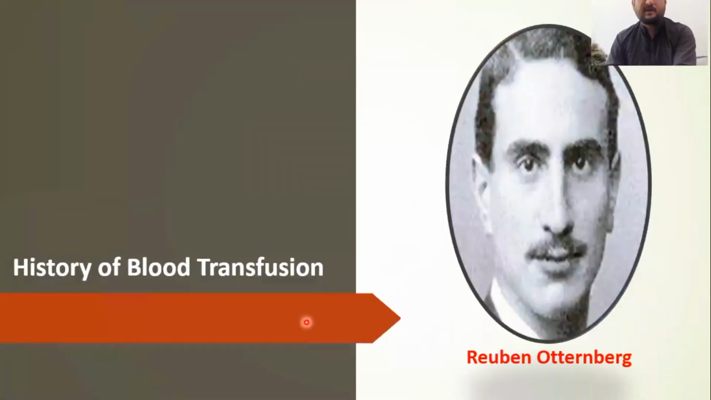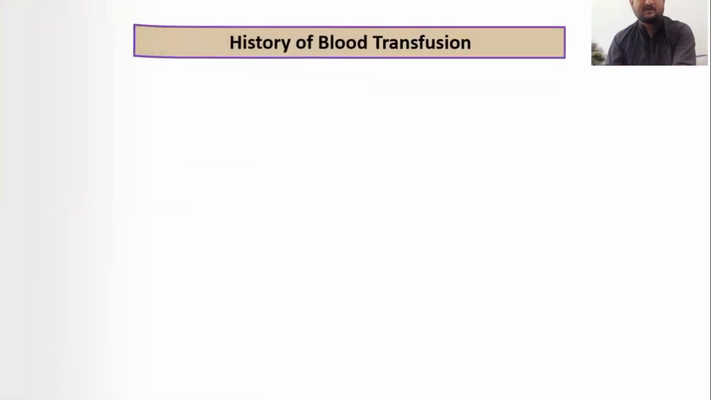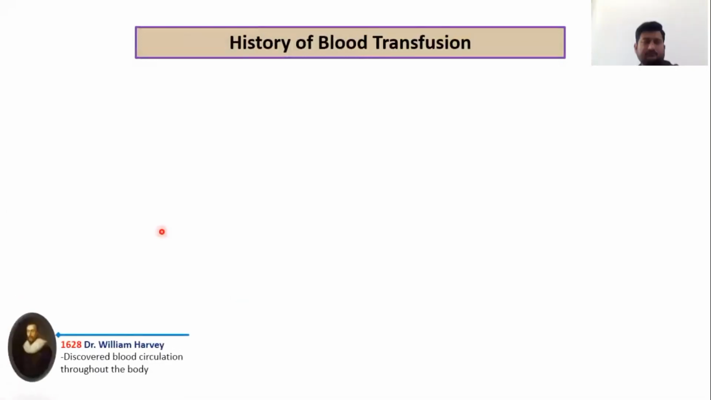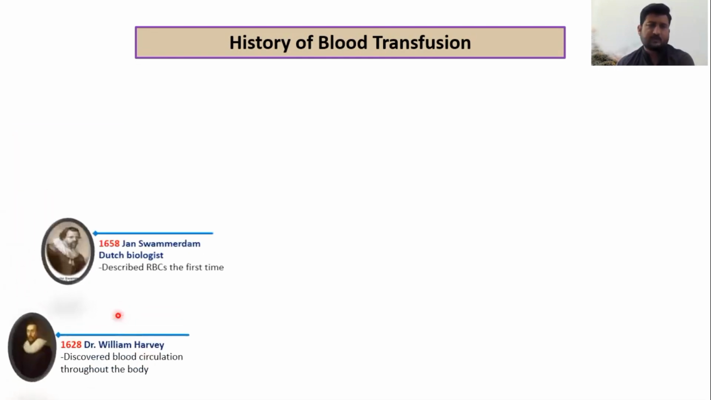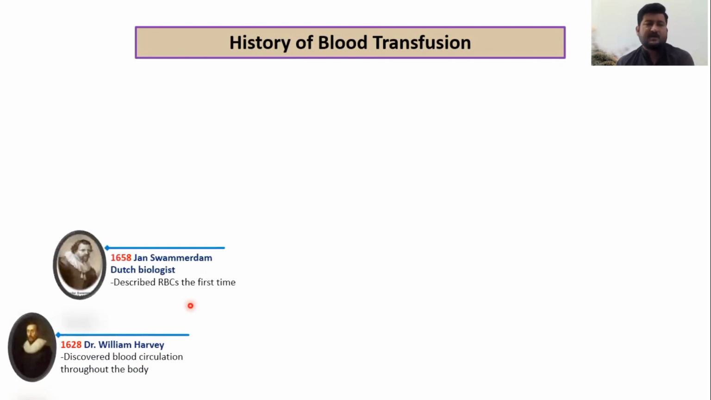The next topic is the history of blood transfusion. First, in 1628, Dr. William Harvey, one of the oldest scientists, discovered the blood circulation throughout the body. Right after 30 years, James Swammerdam, a Dutch biologist, came and described the RBCs for the first time.